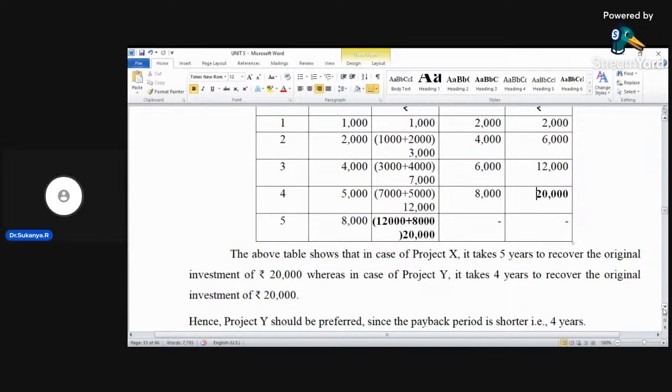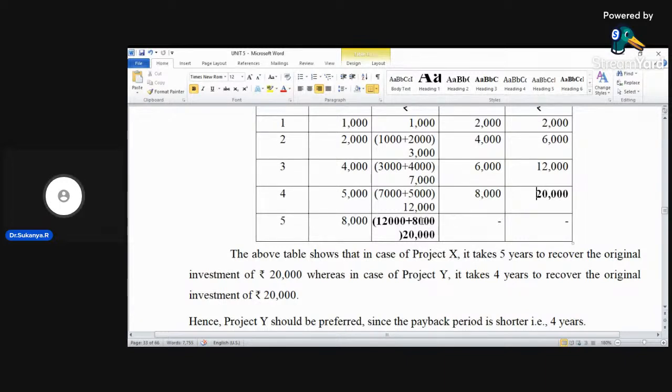Dear students, all of you, please keep in mind, the earlier you are able to recover the amount of original investment, the better it is for the firm, right? Because if you take 4 years to get back 20,000 rupees, after that, whatever cash inflows are generated will be revenue for the company. But here, when it comes to project X, you can see that it takes 5 years to get back the original investment of 20,000 rupees. Okay, so all of you, please keep that in mind.